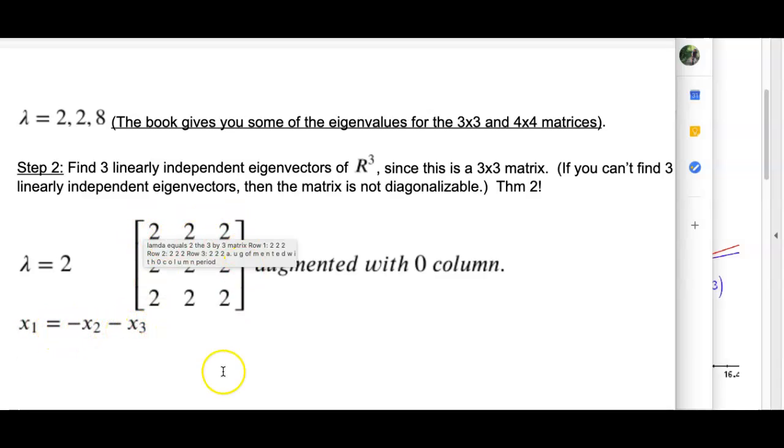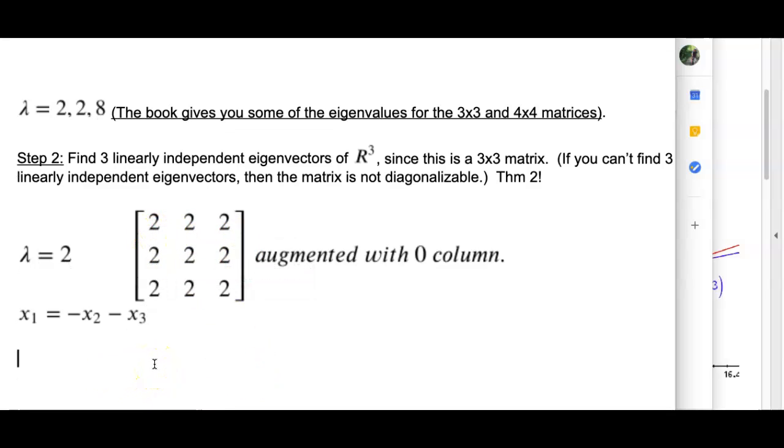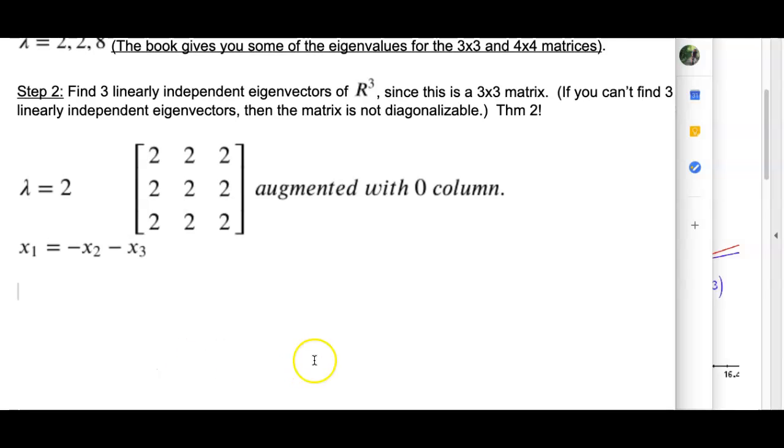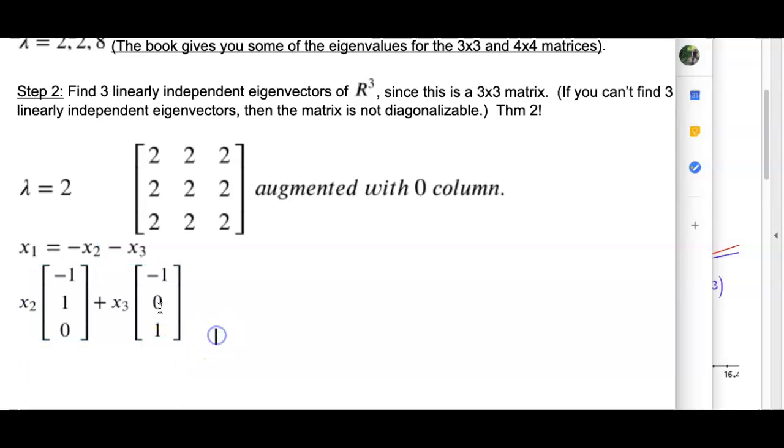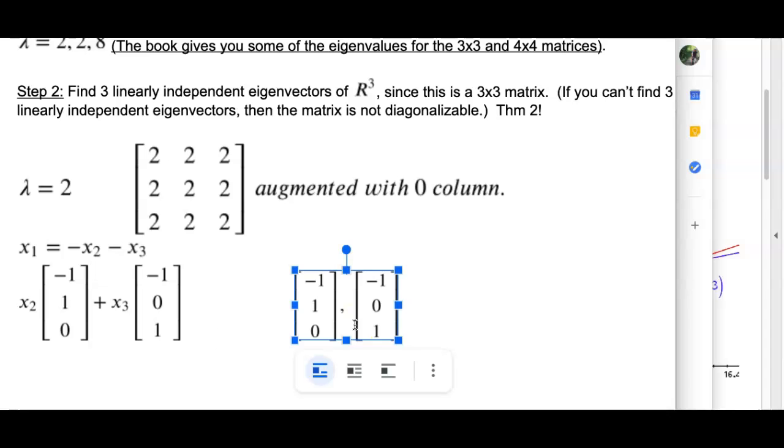I hope you can see that this would be true if these were all 1s, which they are. Okay, so now I want to put it in vector form in order to find my eigenvectors. And so I can rewrite this as x2 with this column matrix and x3 multiplied by this column matrix. And those two turn out to be then my eigenvectors for when lambda equals 2. I hope this is all review for you. If this isn't review, go back to the previous video and check that out again.